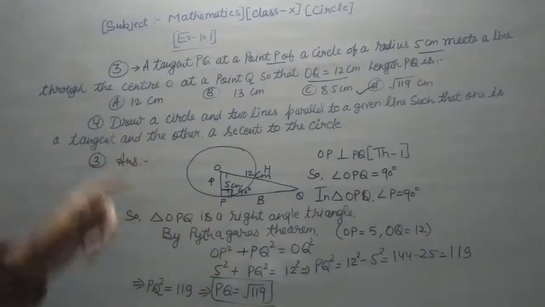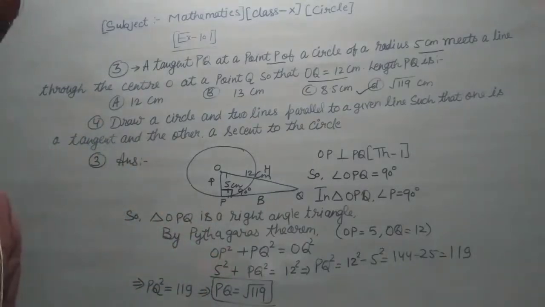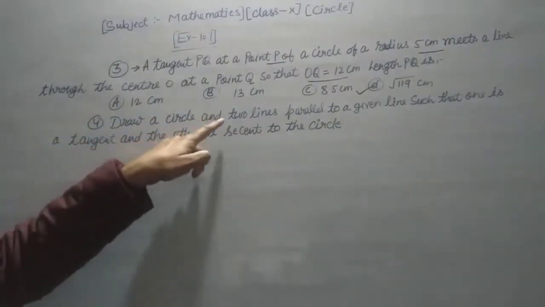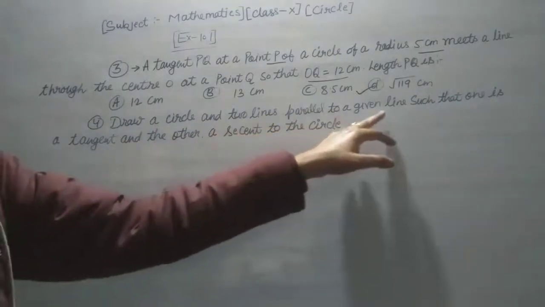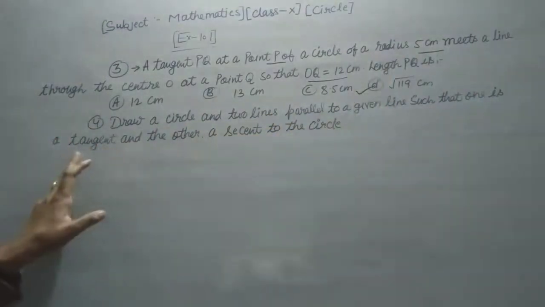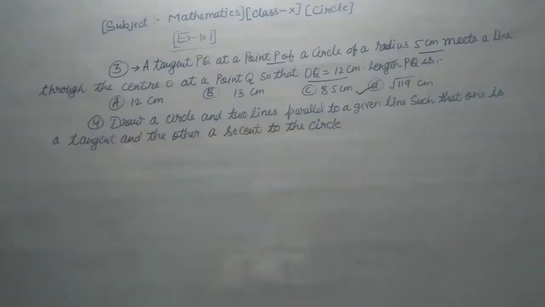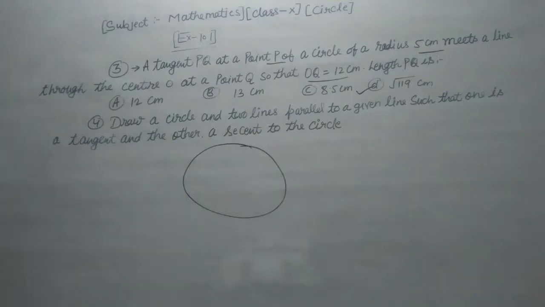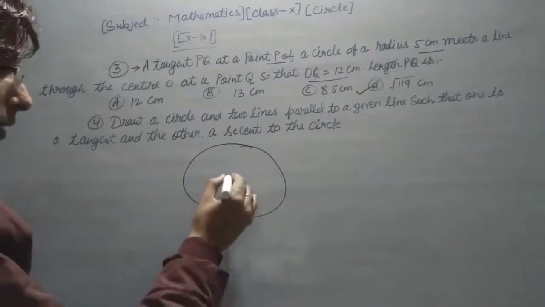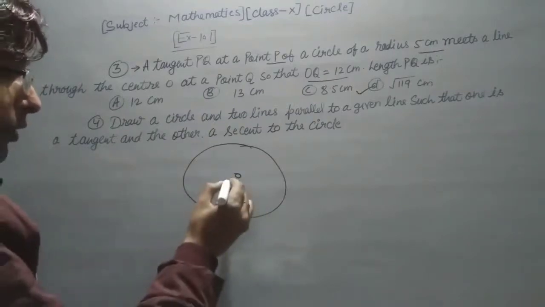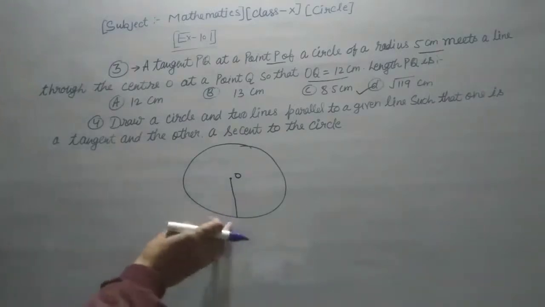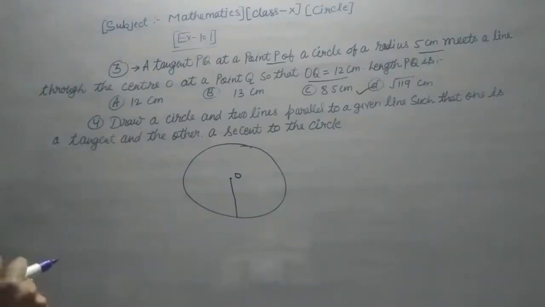Now in the next question, the second question: draw a circle and two lines parallel to a given line such that one is the tangent and the other is the secant to the circle. So first of all you have to draw a circle with the help of compass of any radius, and then you have the center. Now you have to draw a line, and then draw a tangent here. How to draw a tangent on this point?